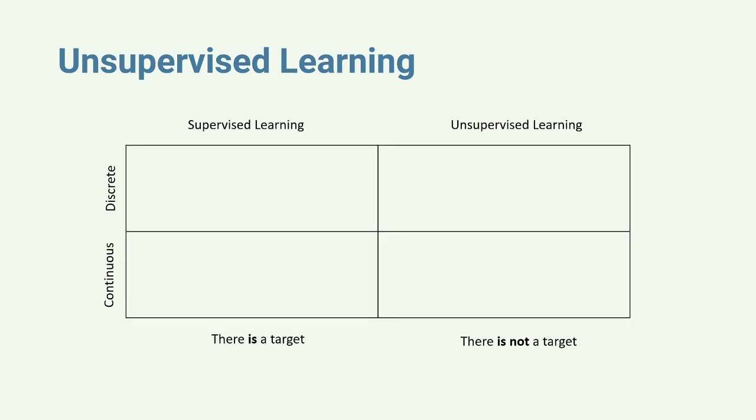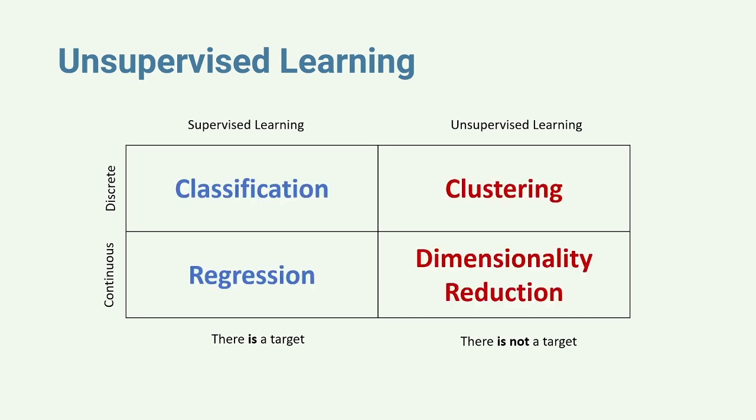You can also break these down into continuous and discrete. So you have supervised learning where there is a target, and unsupervised where there is not a target. You call a discrete supervised learning problem a classification, and a supervised continuous problem regression. You call unsupervised learning, which is discrete, clustering, and unsupervised learning, which is continuous, a dimensionality reduction.